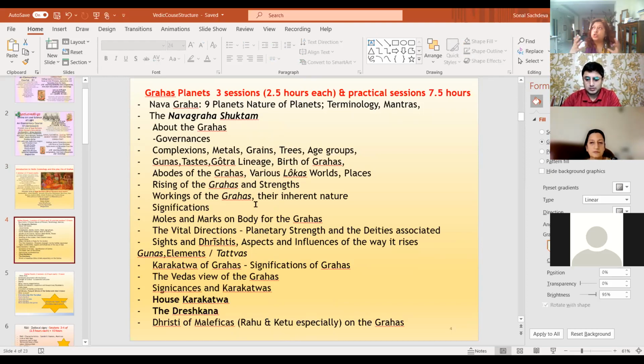Every time you look at the grahas, there is so much. People just think, oh, it's just seven planets with Rahu and Ketu, what's the big deal? It's not. It's a whole world within itself. Each planet is like entering another universe. Each planet has its karakas and what they stand for, the metals, the trees, the maturity ages of planets. There is so much, for example, moles and marks on the body for the grahas.